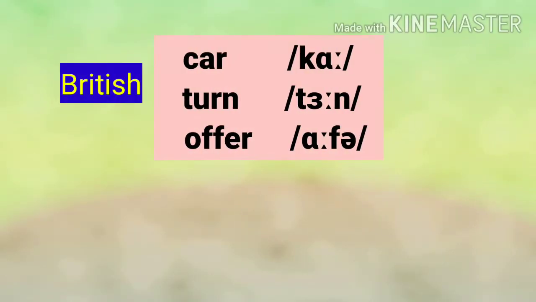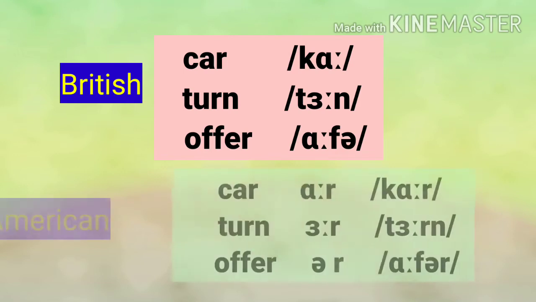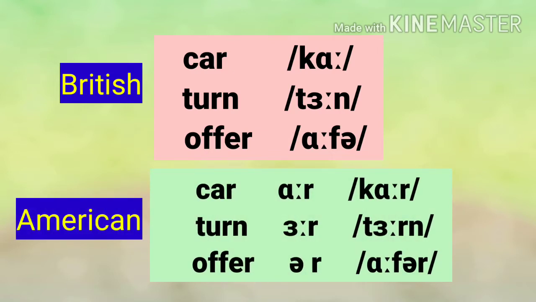So in British accent, R is only pronounced before a vowel sound. So these words are pronounced car, tan, and offer. R is not pronounced. In American English, R is pronounced in all positions, and it changes the quality of the vowel that comes before it. So these words are pronounced car, R changes the quality of A, turn, and offer.